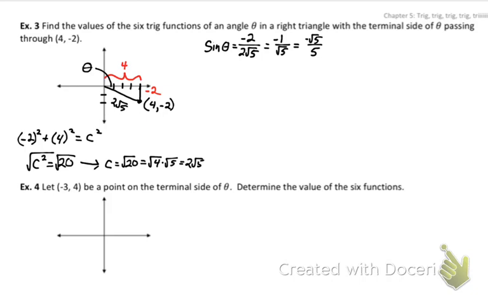All right, so we have sine. Now let's go ahead and find cosecant. Cosecant theta is just the reciprocal of sine. We can pick any one of these 3 values to take the reciprocal of. I'm just going to take the negative 1 over square root of 5 and realize it's just negative square root of 5.